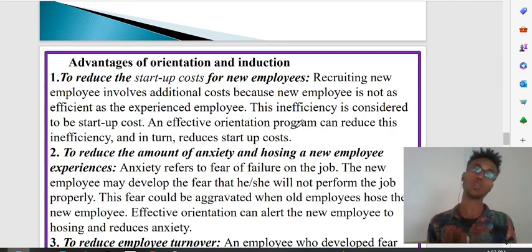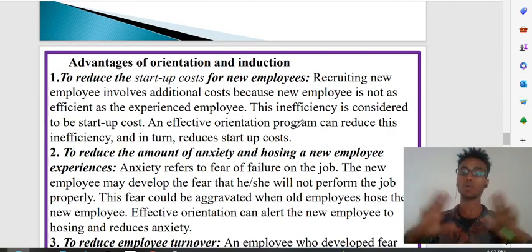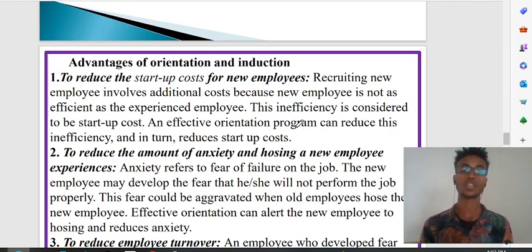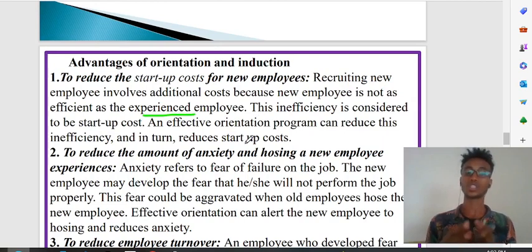Recruiting a new employee involves additional cost because a new employee is not as efficient as an experienced employee. This inefficiency is considered a startup cost.